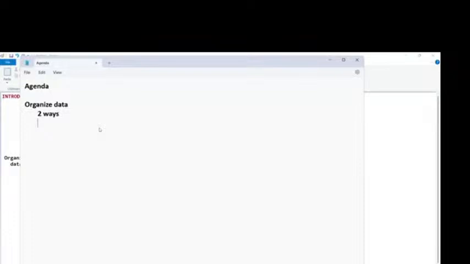After that, we'll discuss disadvantages of file system. Then slowly I'll introduce the concept of database. Then we proceed with the rest of the things. Okay.